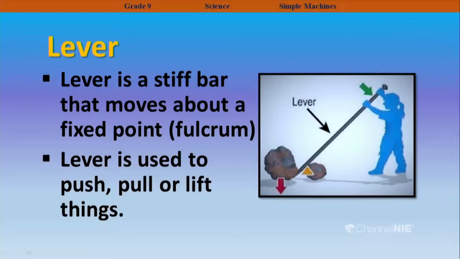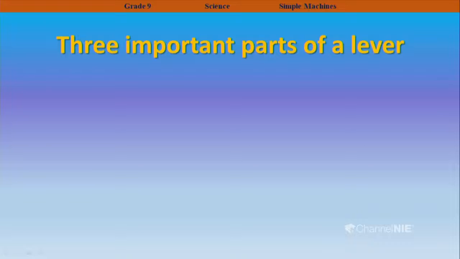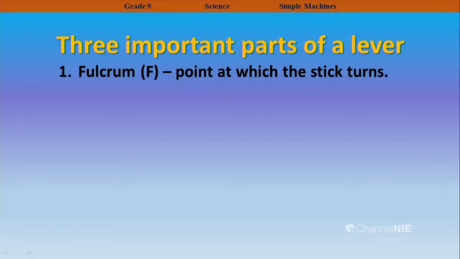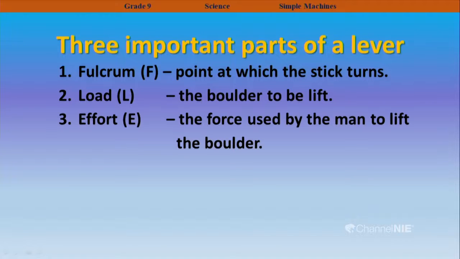What is a lever? A lever is a rigid bar which can turn around a fixed point called the fulcrum. And levers are used to push, pull and lift objects. There are three important points of a lever. Fulcrum, the point at which the lever rotates. Load, the boulder to be lifted. Third, effort, the force used by the man to lift the boulder.